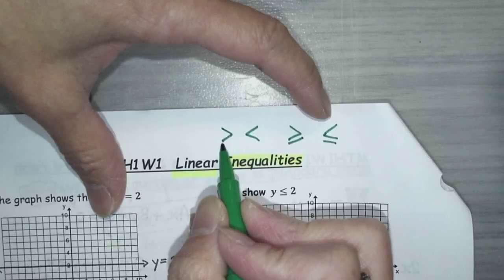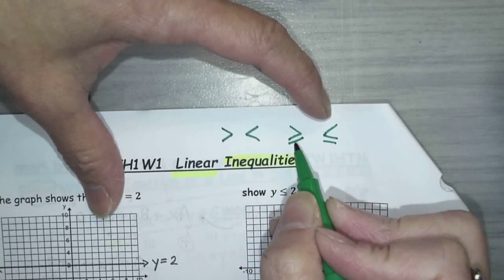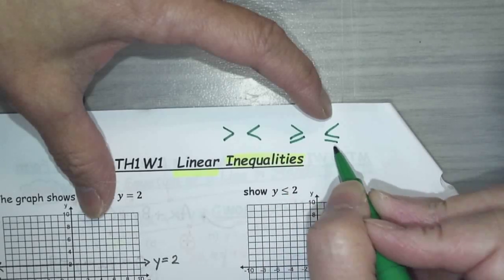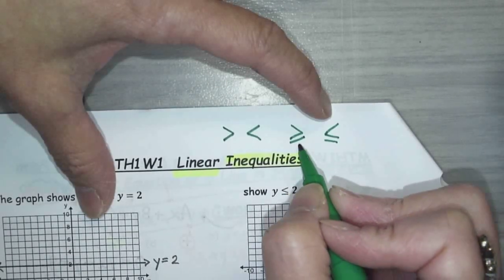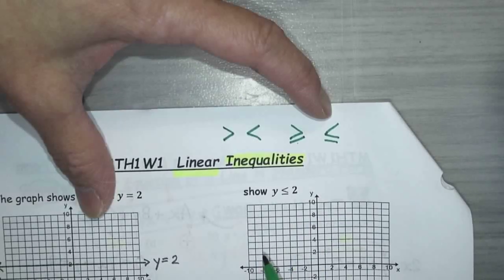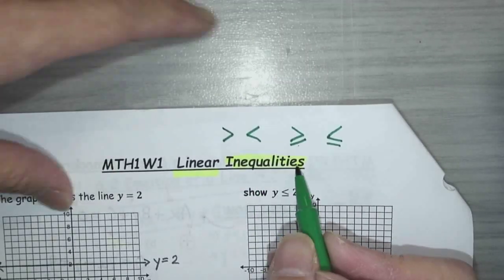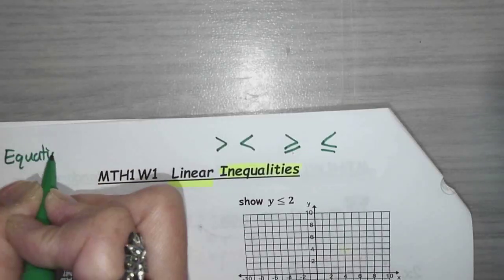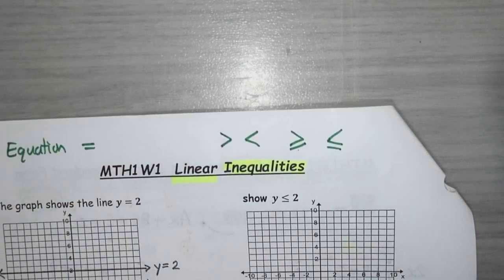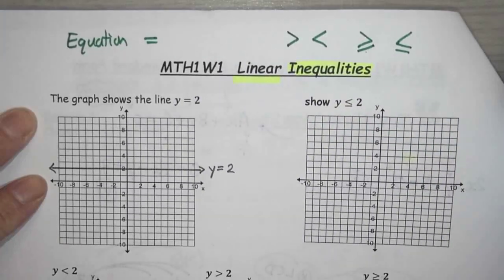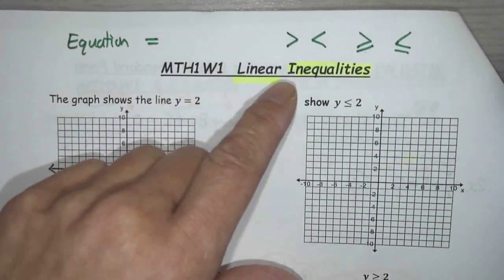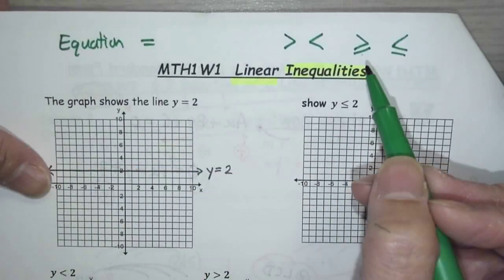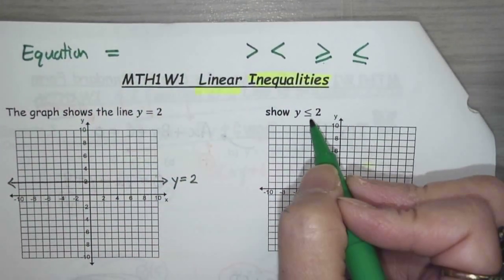So this is greater than, less than, greater than or equal. When you put an extra line in it, it means greater than or equal, and this is less than or equal. So the extra line means or equal to. That's called an inequality. That's different than an equation. An equation has an equal sign. An inequality has the greater than and less than signs. The extra line here means or equal to.